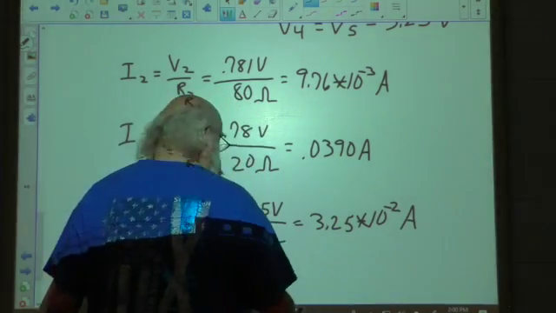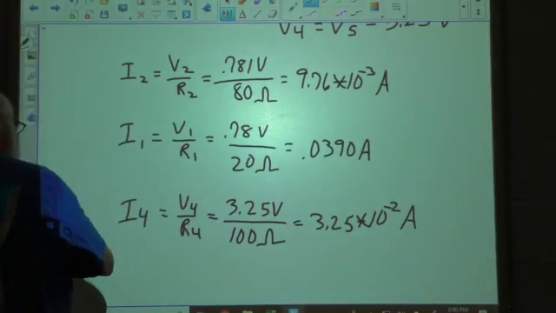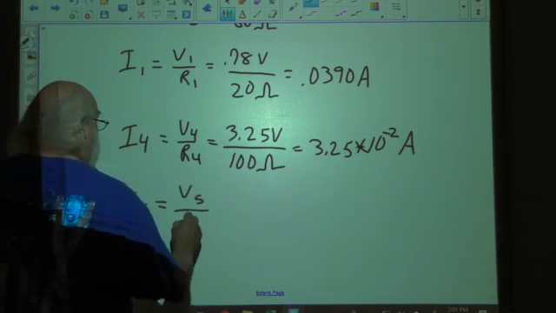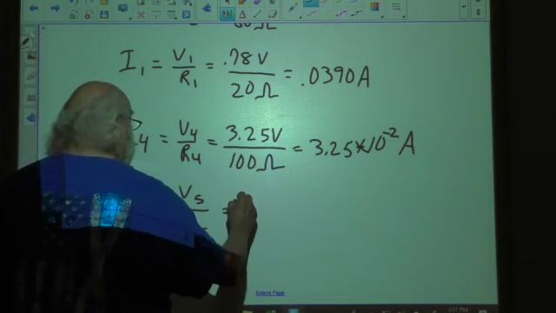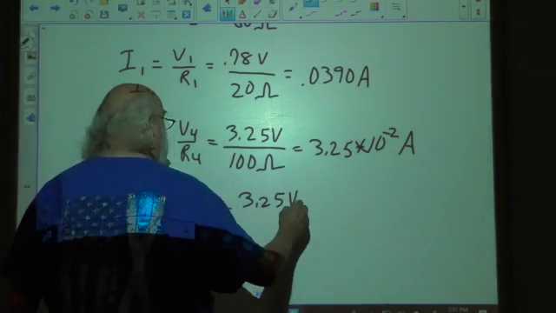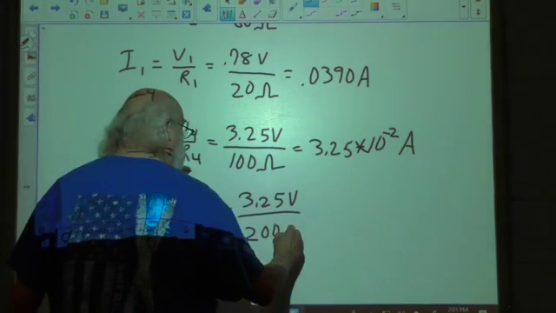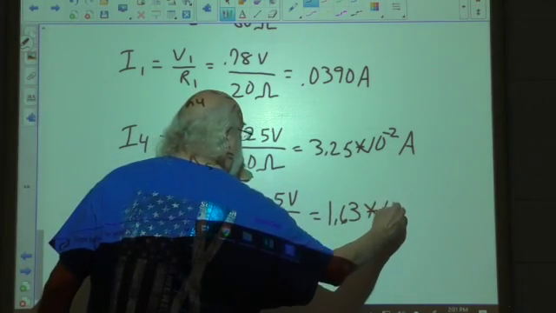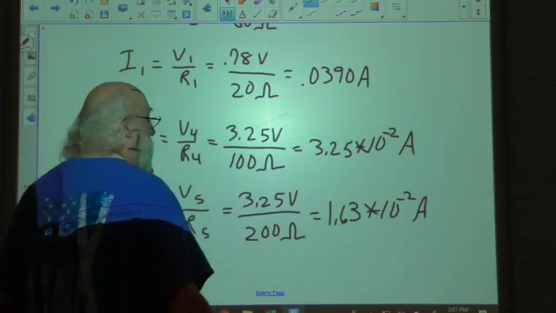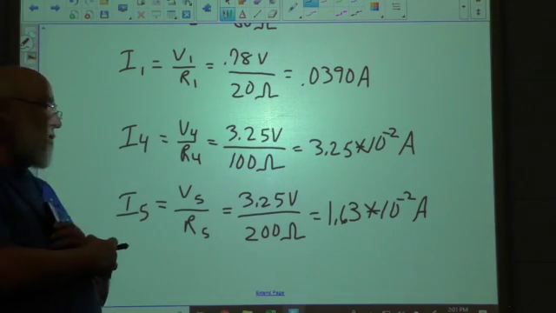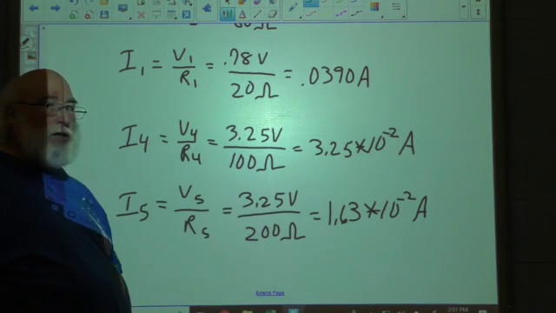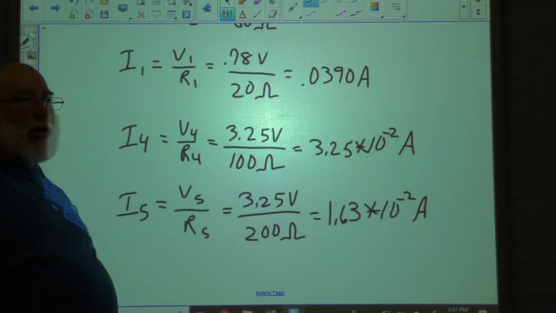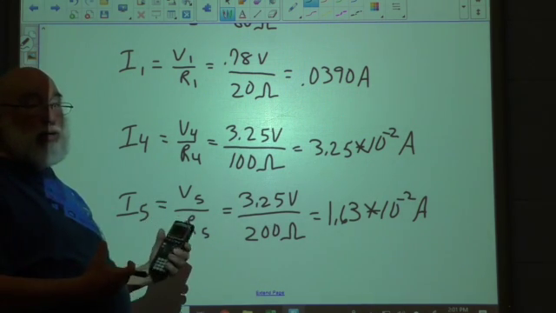And one last time, doing the same thing for I5, V5 over R5, which is again 3.25 volts for the whole 4-5 system over 200 ohms. And this gives us 1.63 times 10 to the negative 2 amps. And we add those together, you get 0.0488 amps. So ladies and gentlemen, yes, that is series and parallel together combined as one circuit.